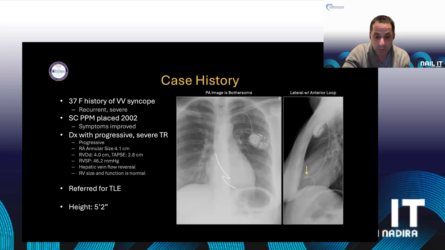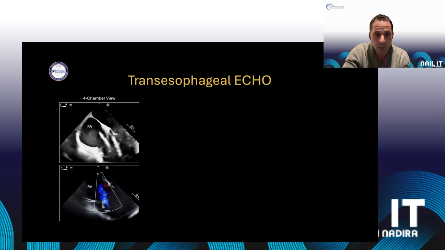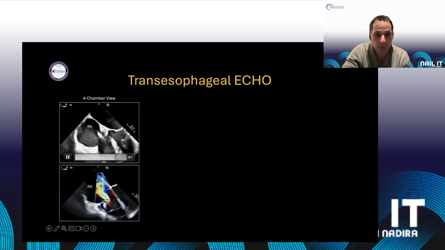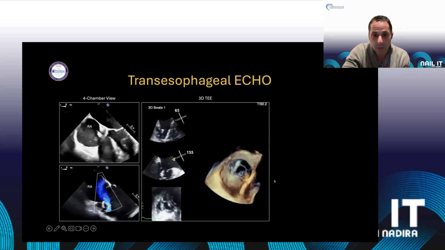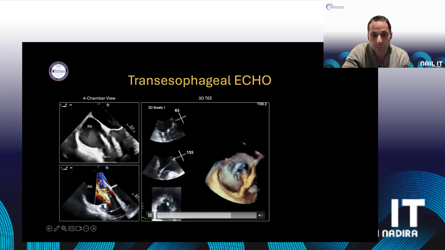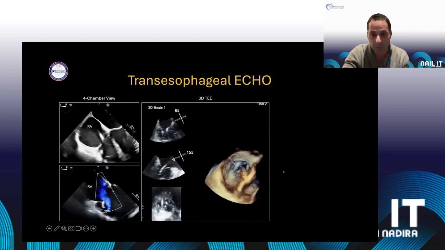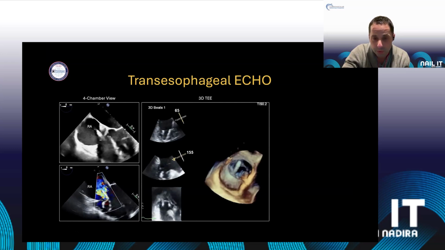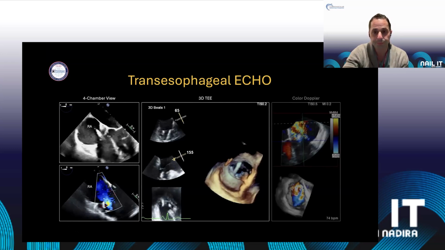Or it will no longer render her a candidate to receive a TTVR. So the consequences are serious. So this is our TEE. You can see that the loop is below the leaflets with severe TR. And you can see the loop and the leads are restricting almost all of certainly the septal and the posterior leaflets, but it looks like it's restricting all of the leaflets. It's just caught up in so much stuff.